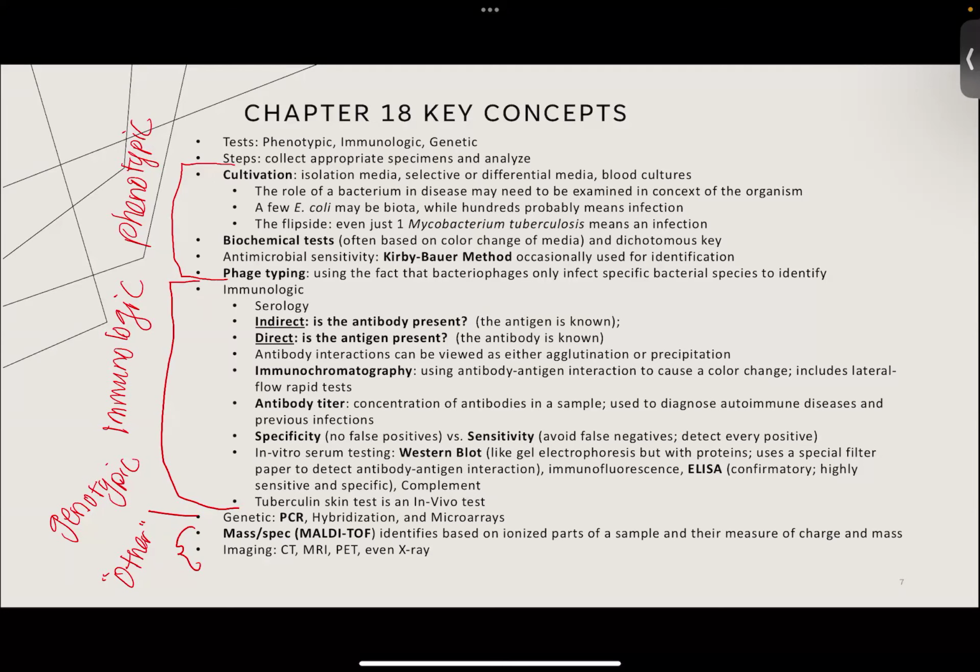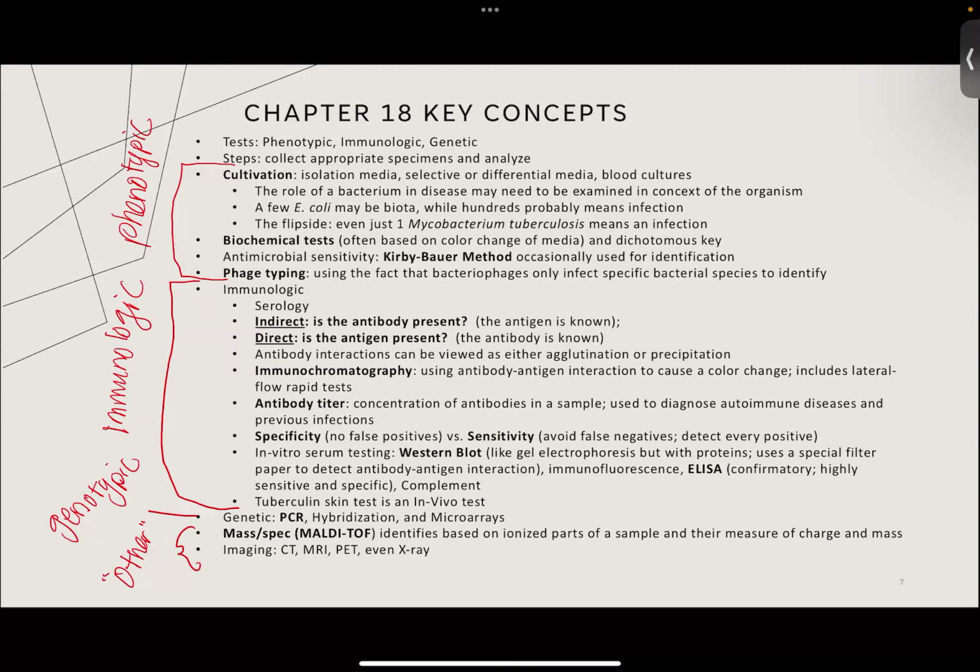Then our selective and differential media. Selective media has ingredients to stop some things from growing and allow other things to grow. We learned in the lab that EMB is a media that inhibits gram positives and allows gram negatives to grow. So if you take your patient sample and you streak it on EMB and it grows, it's probably gram negative. But it takes it a step further to the differential side.